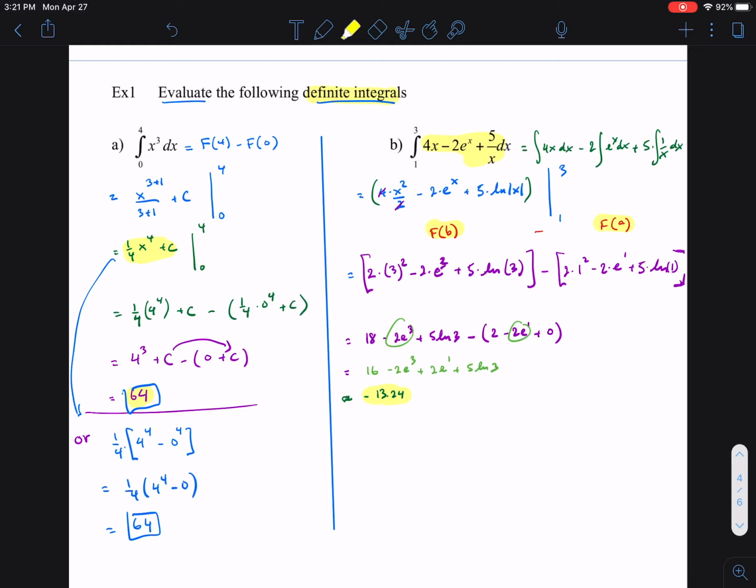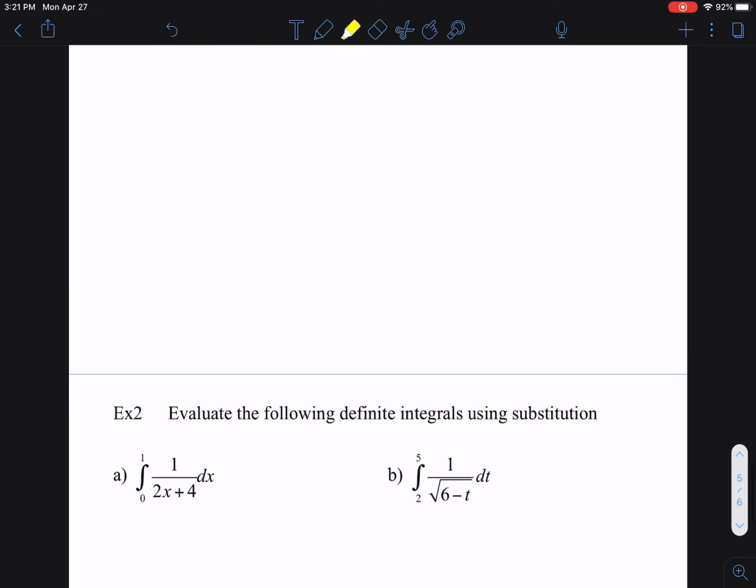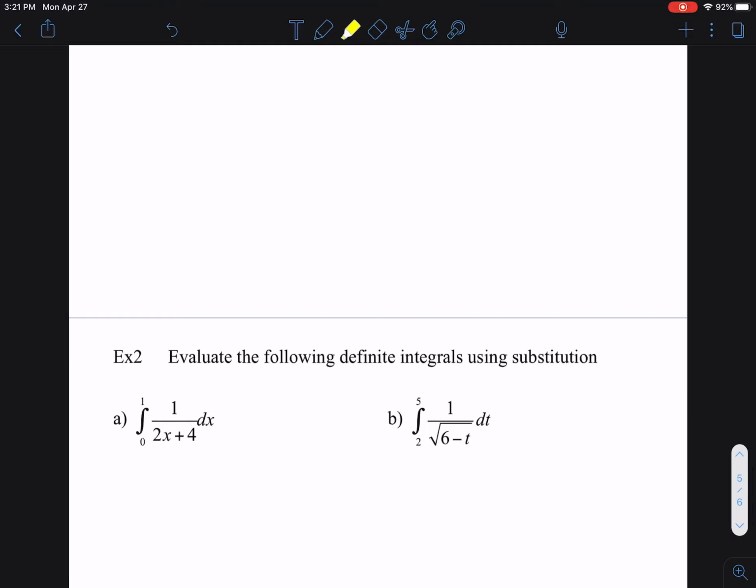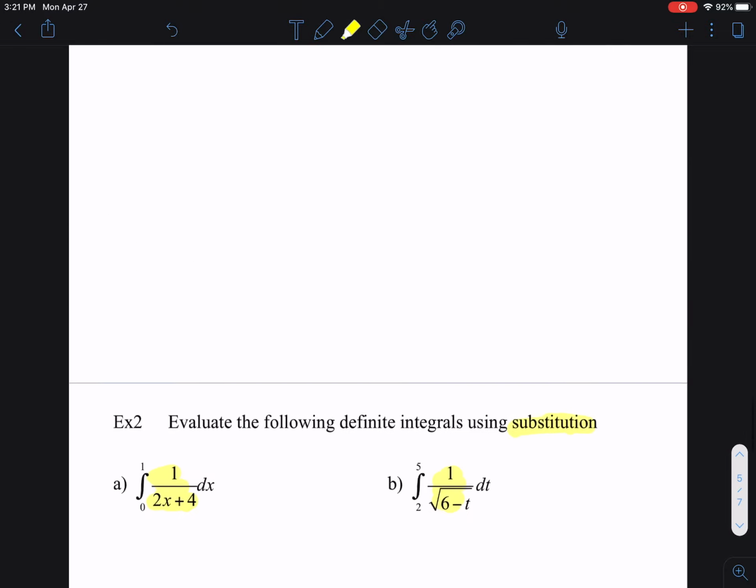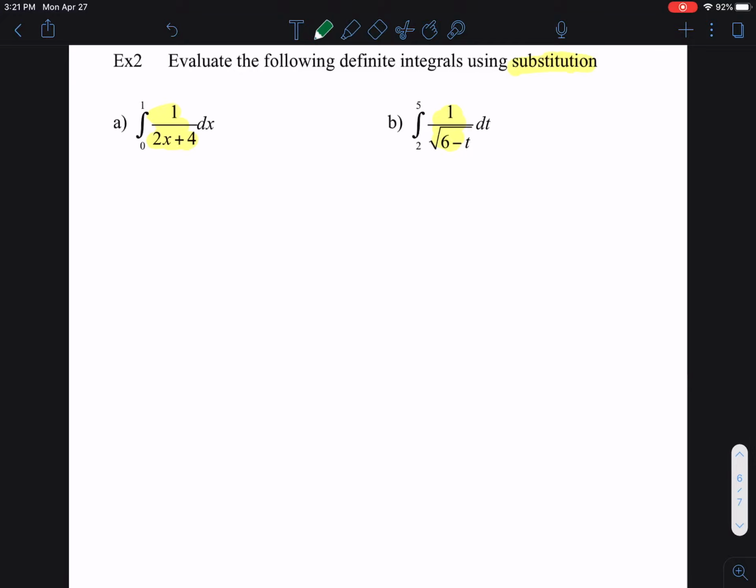And these next two examples are going to be harder, just because the step where we find the antiderivative of these integrands involves using substitution. So the initial step is harder because it's not easy to find the antiderivative. So expect these problems to be longer than this here. Okay, so let's get to it.